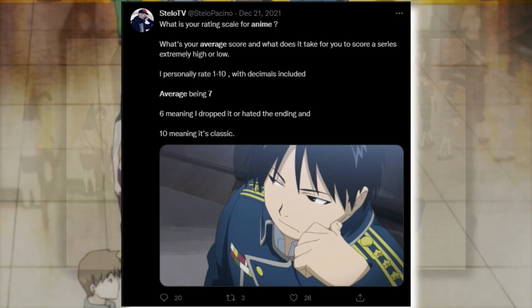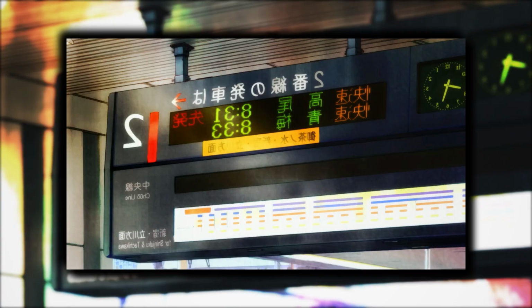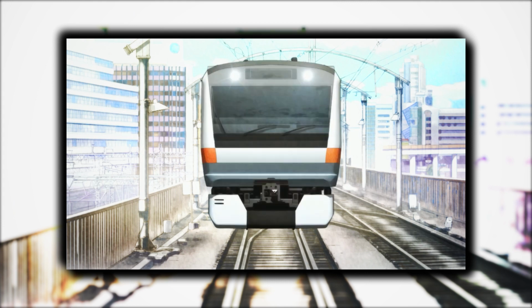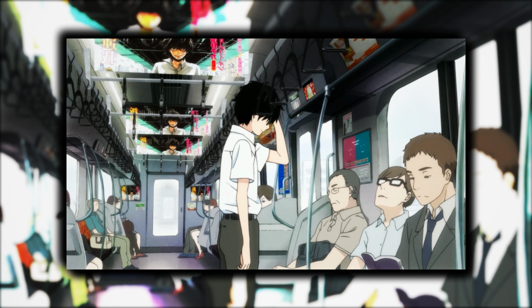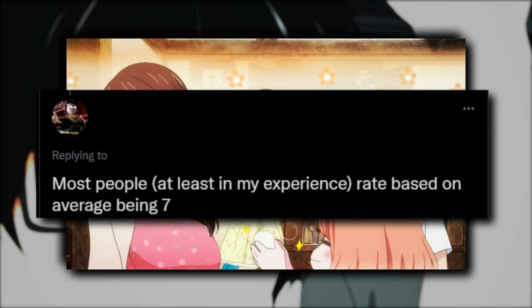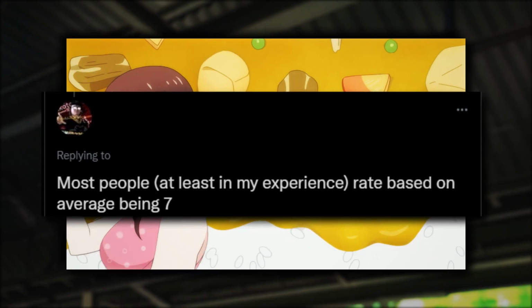Average being 7. It seems that there is some basis for claiming that average is used to describe something that is rated 7 out of 10. Not only are there countless instances of it being used this way, but many people seem to recognize this too. Most people, at least in my experience, rate based on average being 7.